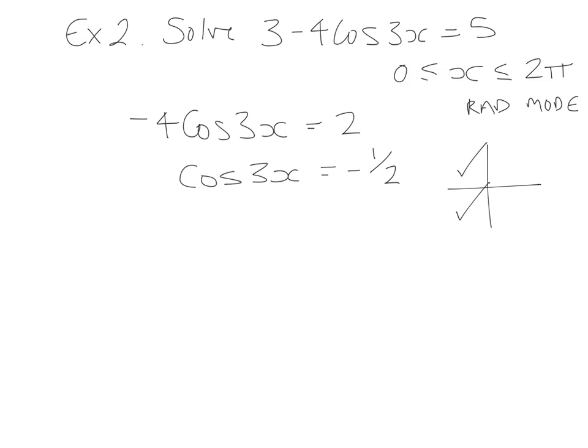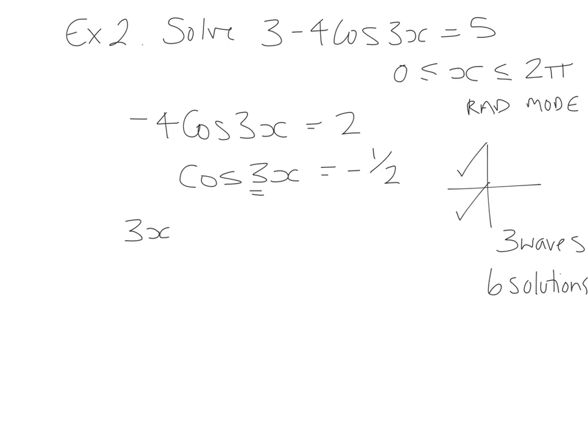The additional thing we might want to write is that we have 3 waves because we have 3x. So that will be 6 solutions because there are 2 solutions per wave. Right, let's continue on by taking the inverse cos.